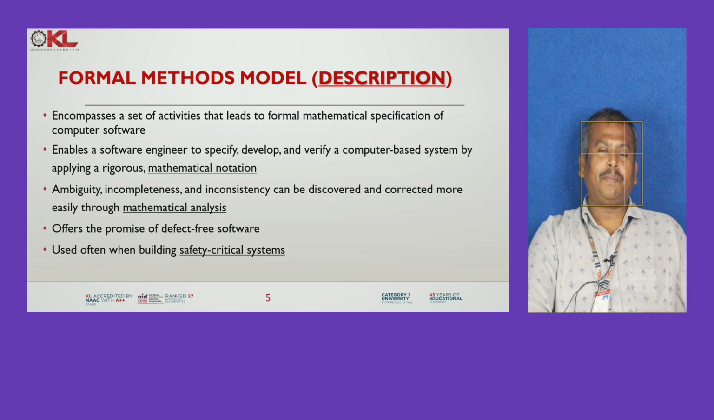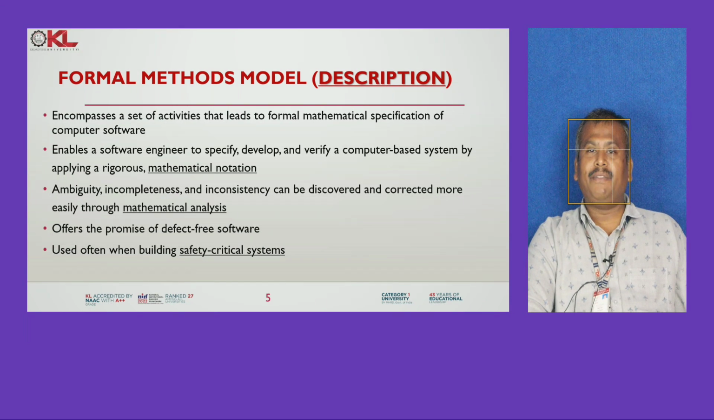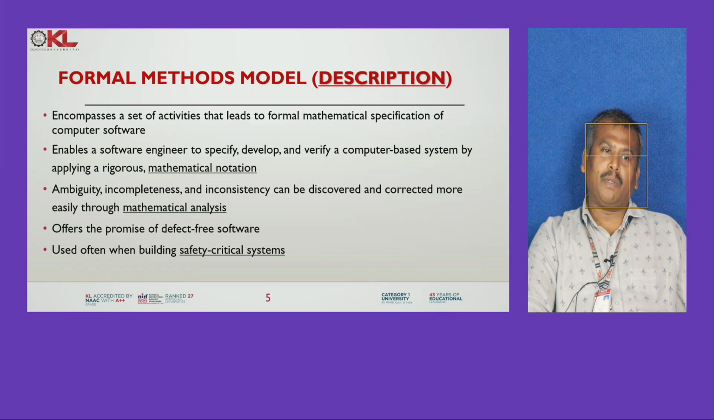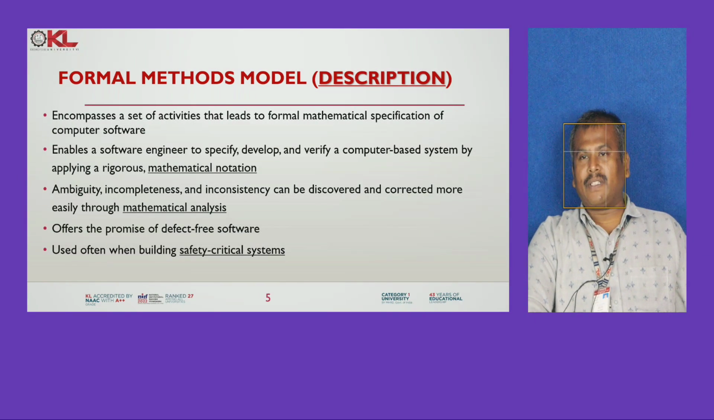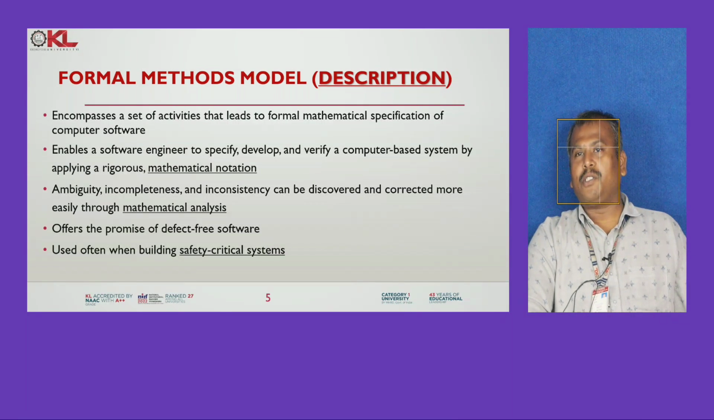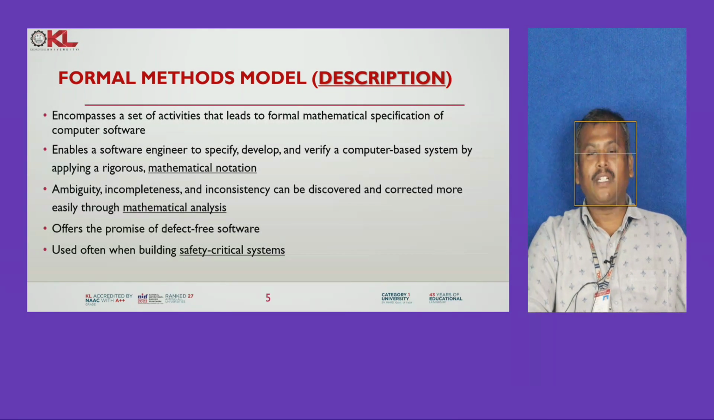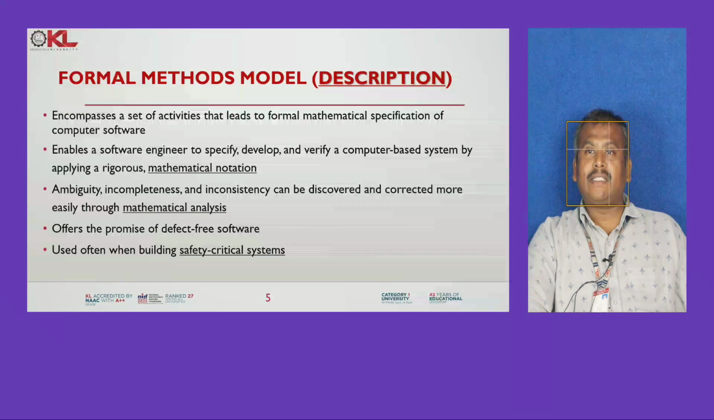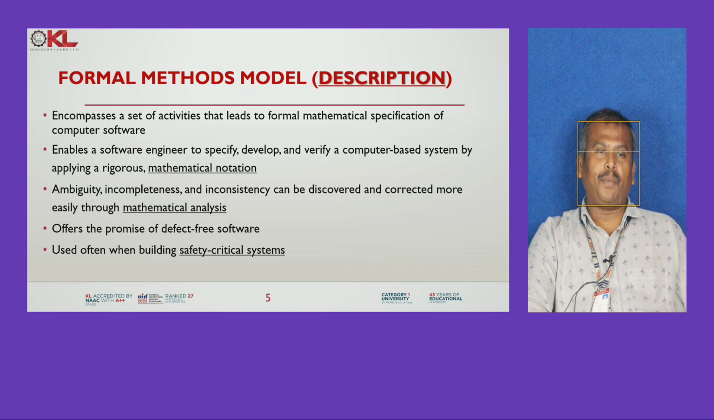The second model which is present in the specialized process model is the formal methods model. Now in the formal methods model, what are the activities that are present? Let us see now. And what is the speciality that is present in the formal methods model? Dear students, first of all, it enables the software engineer to specify the project, to develop the project, to verify the project by applying some mathematical notations. So the mathematical specifications of the computer software are going to be included in this particular model. This is the speciality which is present in the formal methods.